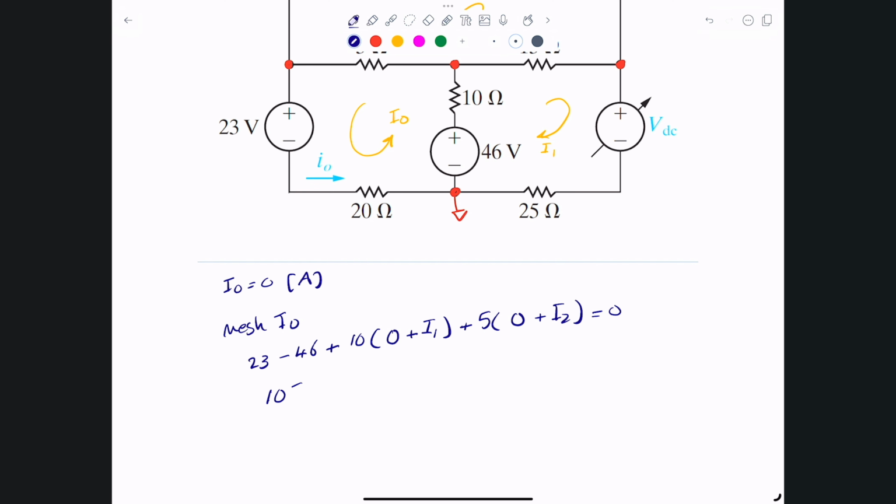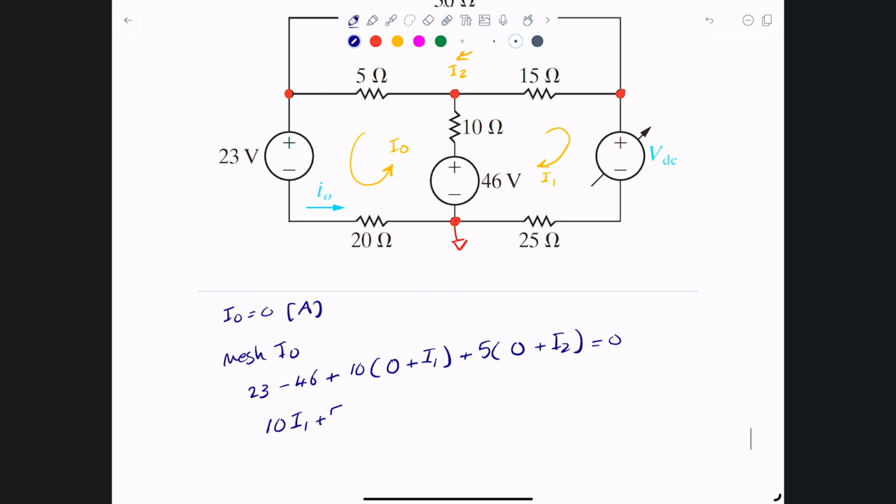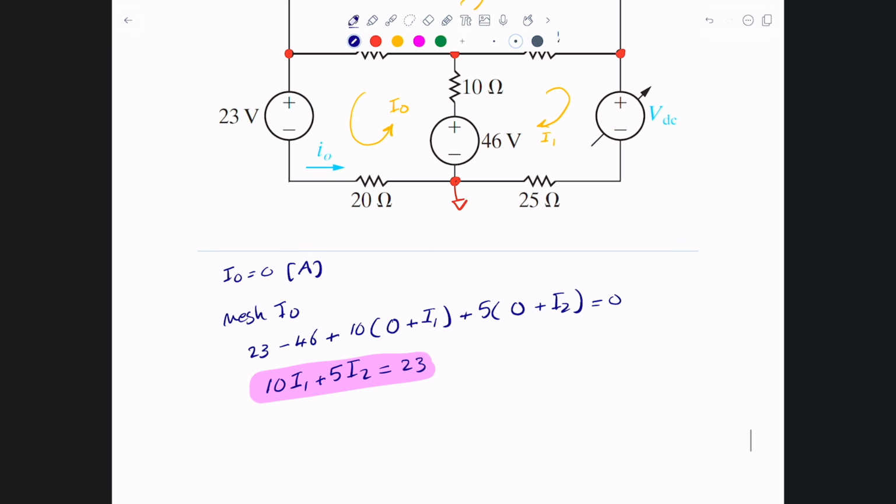We'll end up with 10 I1, I believe it will be plus 5 I2, and that should be equal to 23. And that's basically the first equation out of 3, because I have 3 unknowns, I1 and I2 and VDC. I know I0. Okay, so we continue.